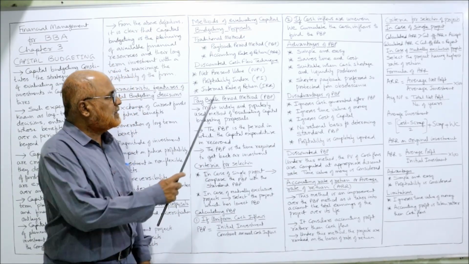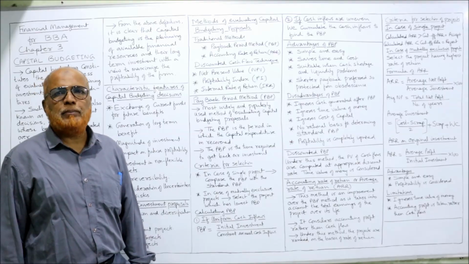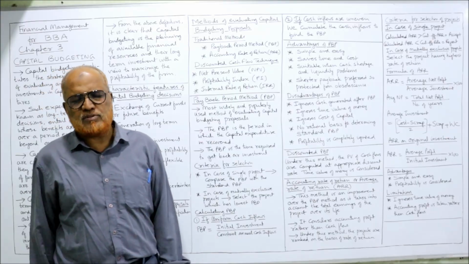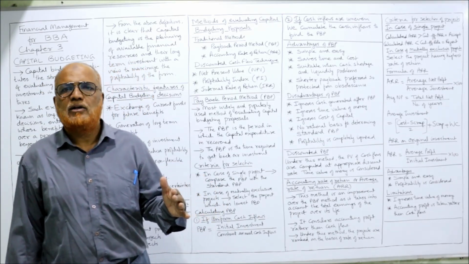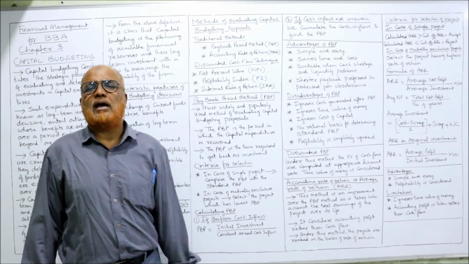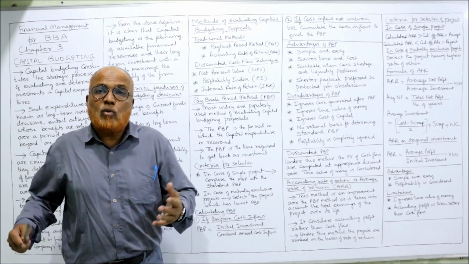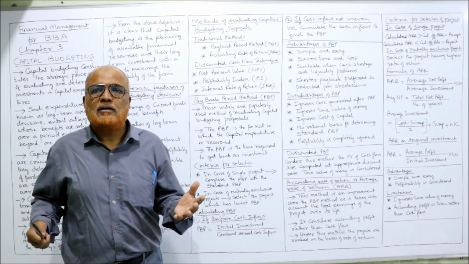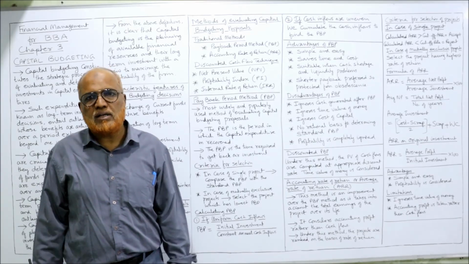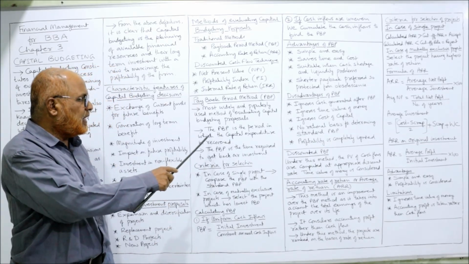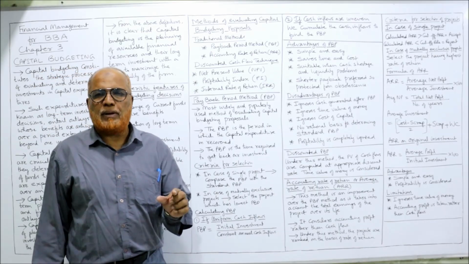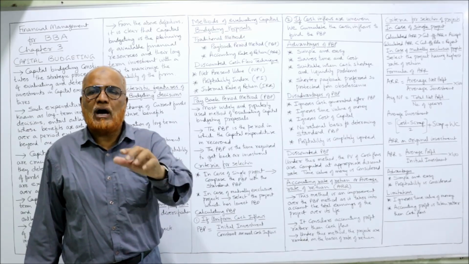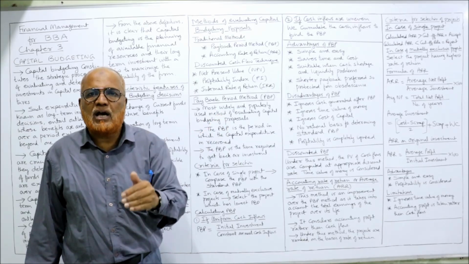Now, first method is payback period method, PBP. Most widely and popularly used method of evaluating capital budgeting proposal. The oldest method, oldest technique of evaluating capital budgeting proposal is PBP. It is more widely used, more popular method. It's very simple method, but it is having some disadvantages also. Now, the PBP is the period in which the capital expenditure is recovered. Simple. The PBP is the time period during which our capital expenditure is recovered.